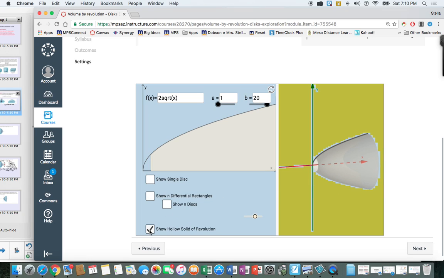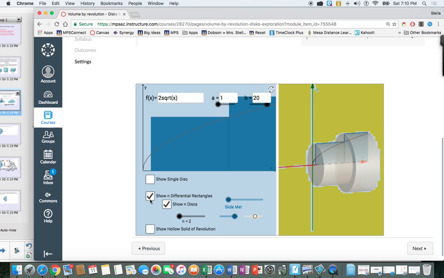This is a picture of the square root function, 2 square root of x. And what we're going to do is we're going to take some rectangles. I'll take 4 rectangles, and I want you to notice that I'm going to revolve them around the x-axis. I'm going to do that one more time. Revolve it around the x-axis.